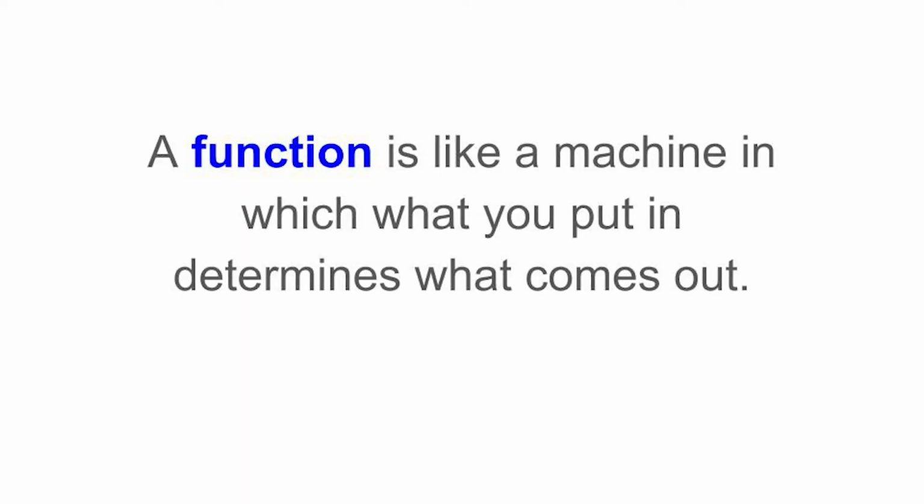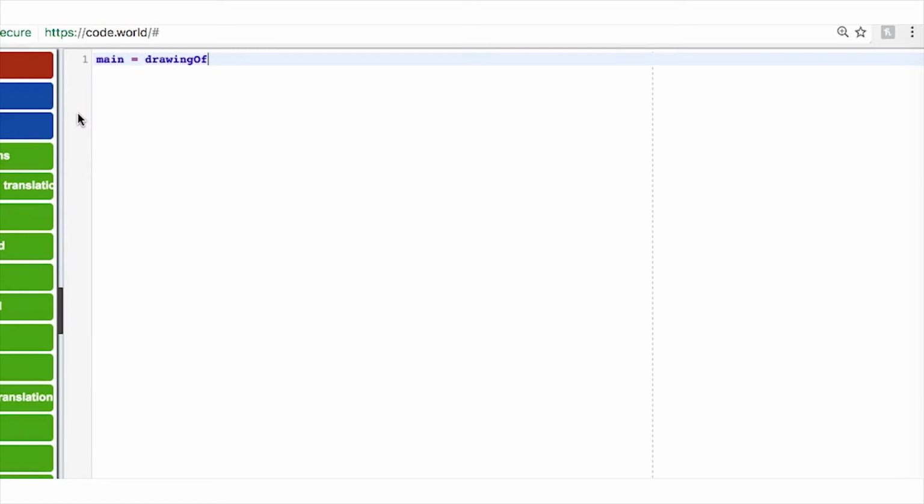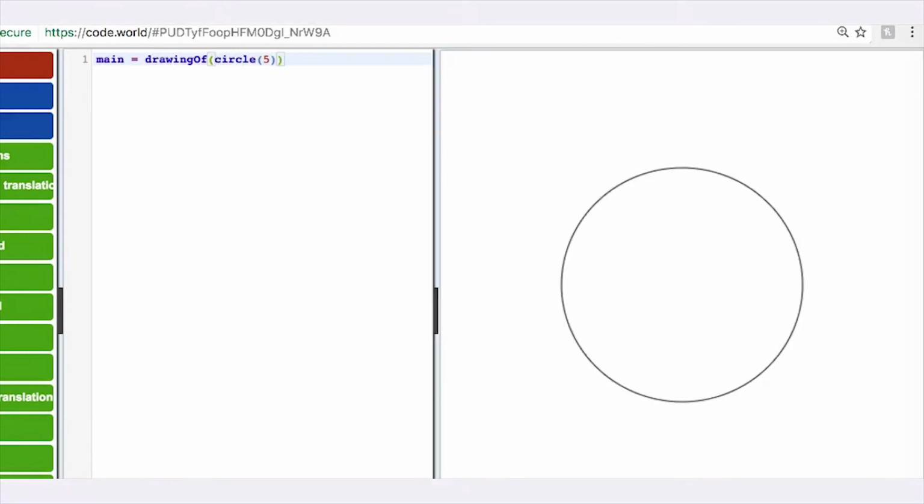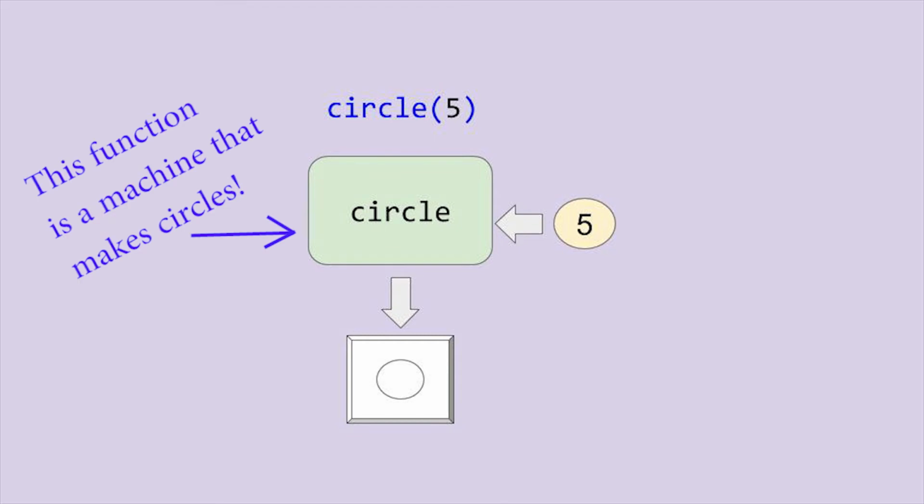Let's do a quick review of functions. We'll do an example and I'll talk you through it. Remember, a function is like a machine in which what you put in determines what comes out. Let's run a quick program and review the elements in it. So in your editor, type in main equals drawing of circle 5, and then we'll look at the parts. In this program, the function circle is like a machine that makes circles. The parameter is 5, the radius, so it's going to tell the circle machine what size of circle to make, and the thing that comes out is the drawing of a circle.